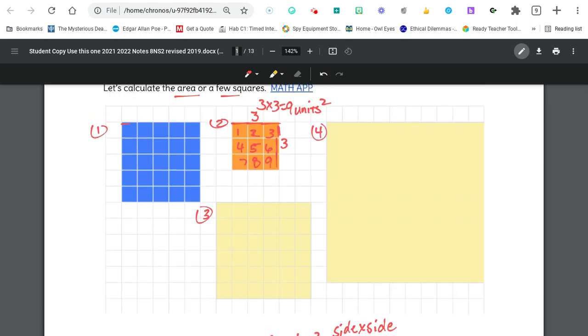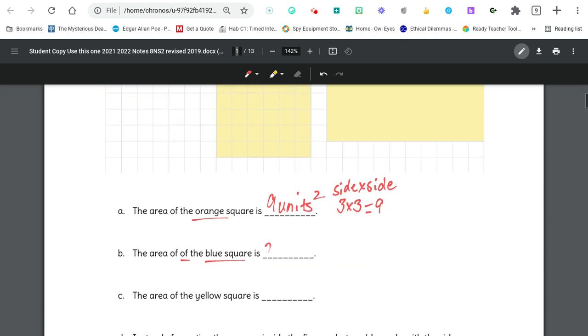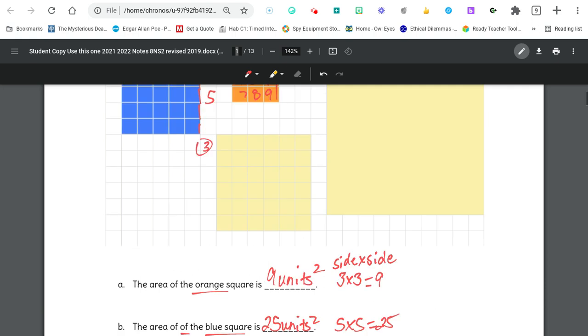I'm going to look at this side as 1, 2, 3, 4, 5 units long, and then 1, 2, 3, 4, 5 units wide. So 5 by 5 is 25 square units. So side times side is 25. Okay, and you just do side times side. And then it says, what is the area of the yellow square?